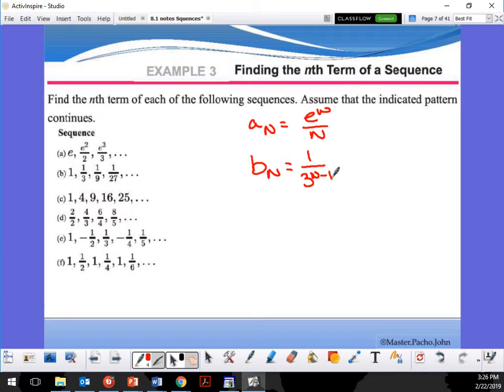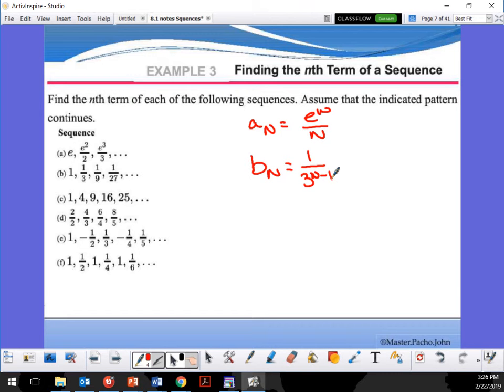Okay, 0. So if n is 1, what's 1 minus 1? 0, right? Anything to the 0 power is 1. So that would give me... Now, what's a good way to try and help with this? You have a guess, right? Start putting your numbers in to see if it works.